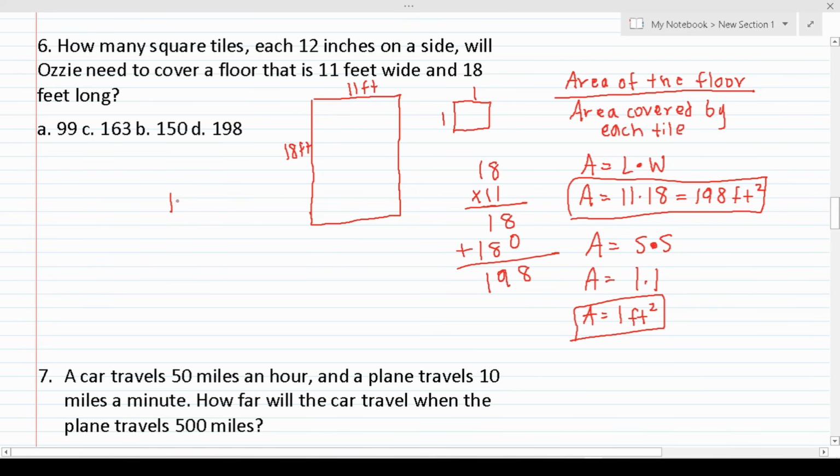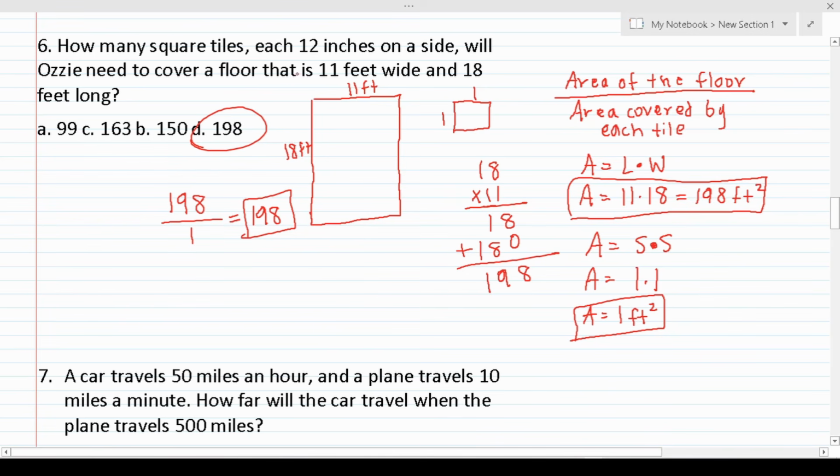So let's do that over here. That's going to be 198 divided by 1. Anything divided by 1 is itself, so we know that this is going to be 198 tiles, which is D. All right, so in case it wasn't obvious, since this is feet, this also has to be feet. You could not have done this with inches here and feet here.